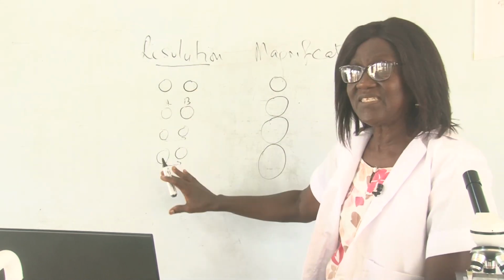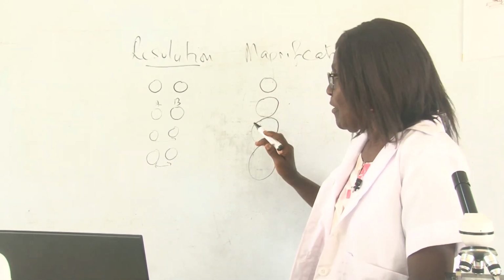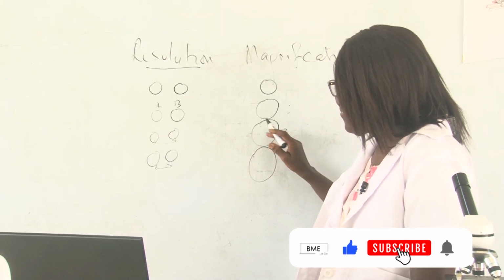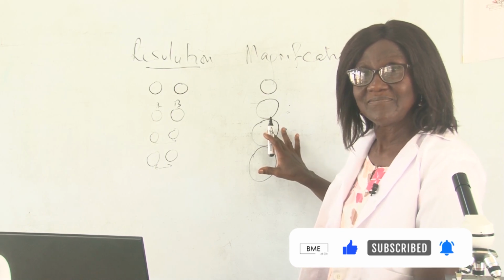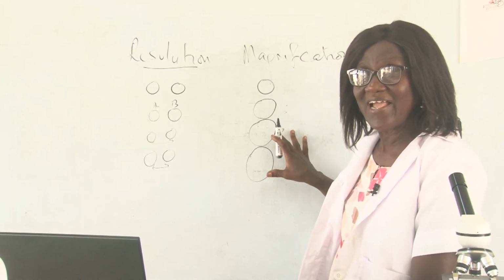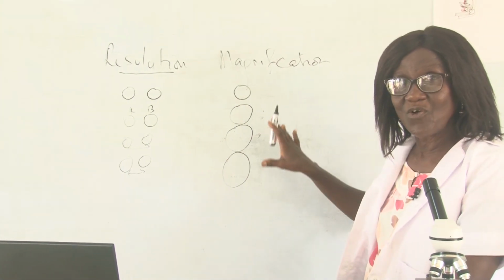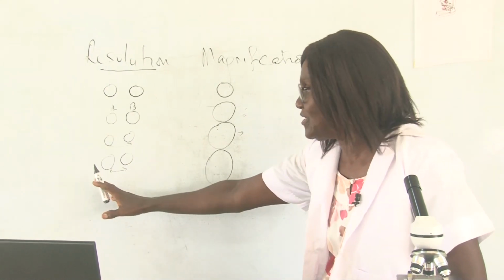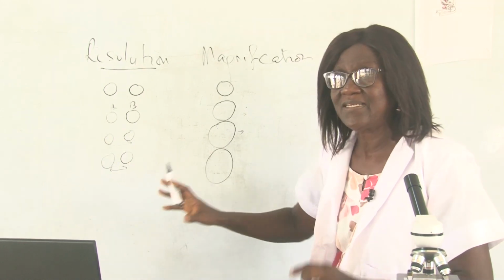So resolution stays the same, magnification can increase. But magnification can increase, but the object will become blurred. As you magnify an object, it becomes blurred. But the resolution stays the same. The distance between two points, at which the points can be recognized as separate points, stays the same.